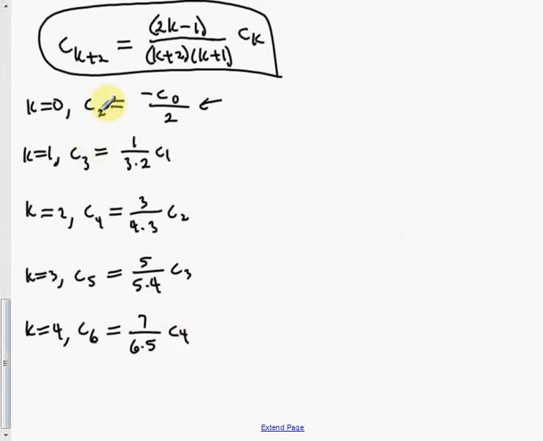Now look at c sub 2. It's equal to negative c naught divided by 2. And we don't know what c naught is. Actually, when you don't know what c naught is, then typically that's being supplied by some initial condition. So basically the user has to input that value.